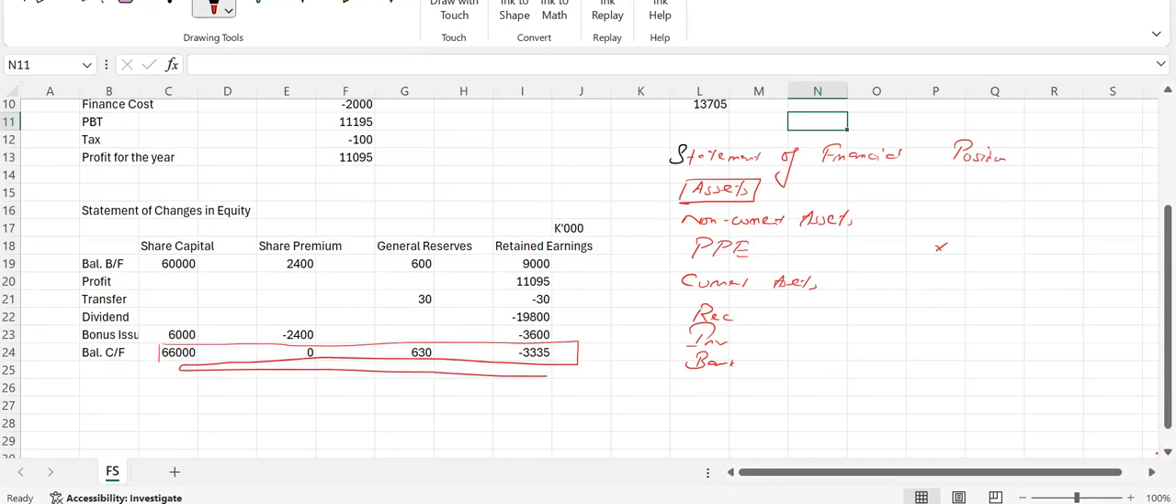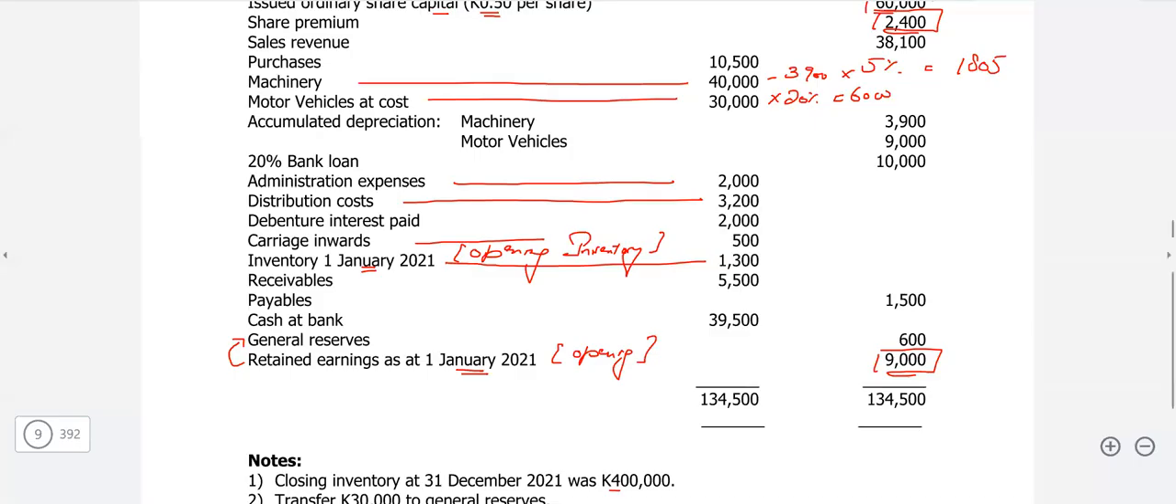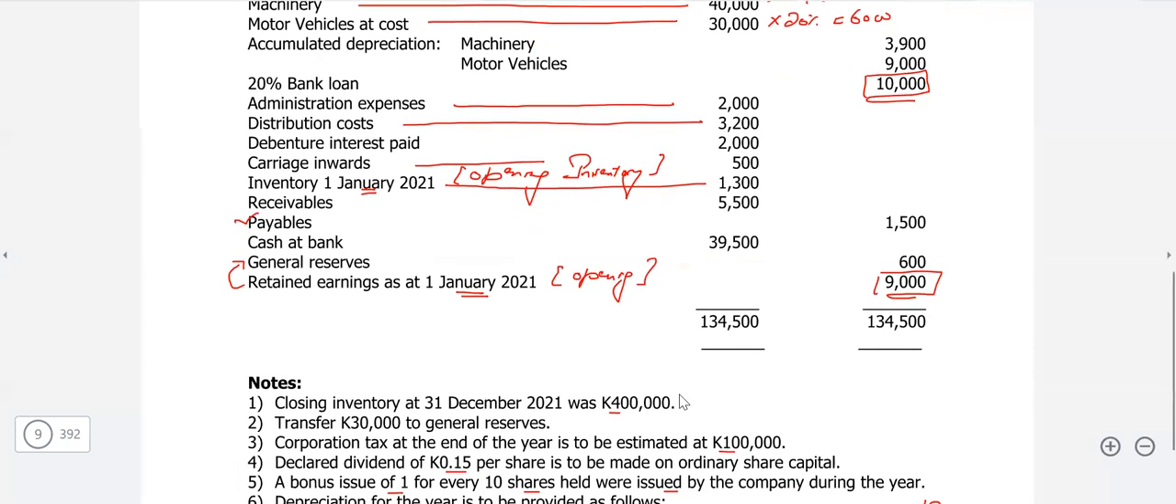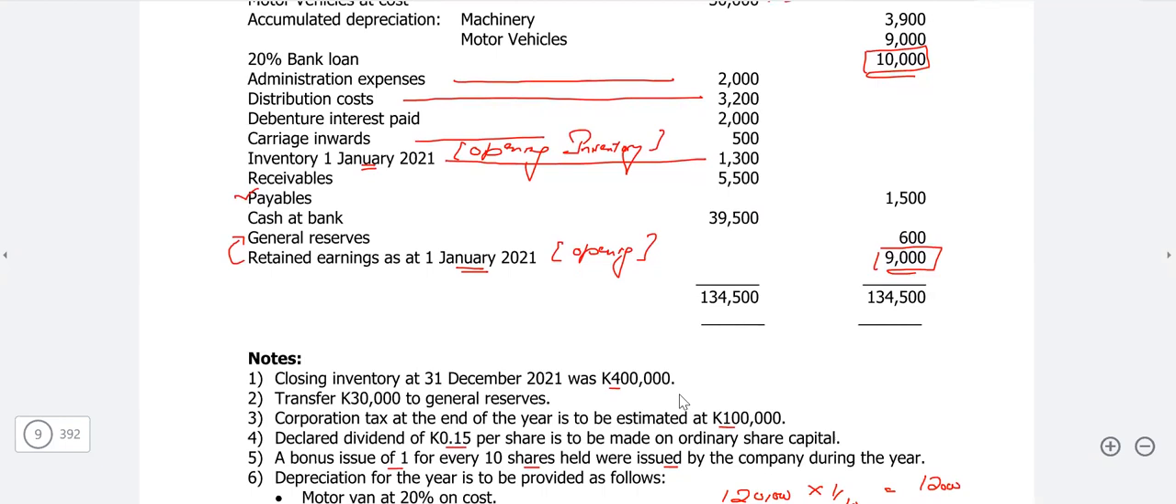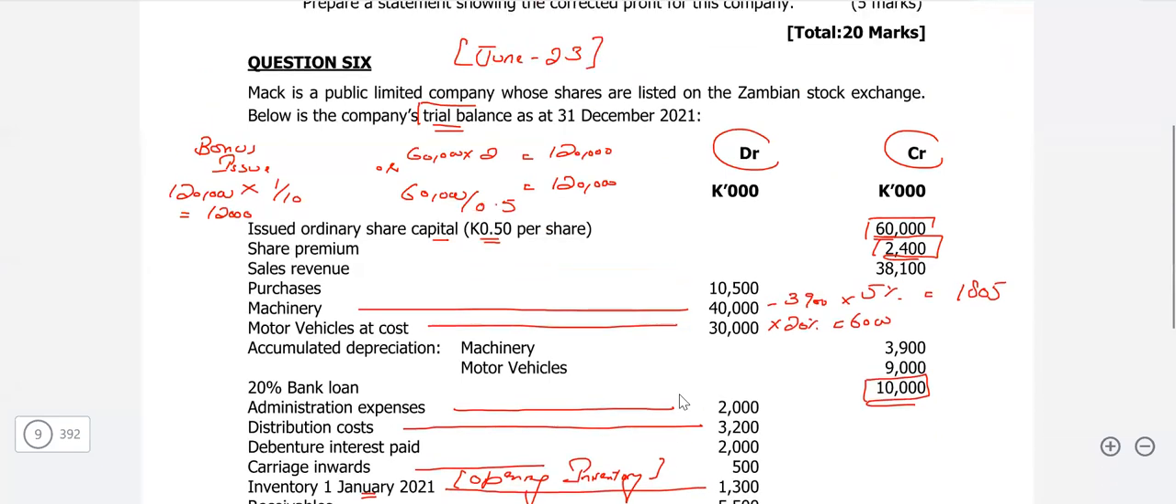In the liability, then we have the bank loan, which was being given at 10,000, and then the current liability, which is 3 liabilities. So we have the payables, we have the tax figure, which is K100, the tax payable, and then we have the dividend payable. So then you simply calculate it, and your assets should be equal to the capital and the liabilities. So this is how you prepare the statement of the profit or loss, statement of changes in equity, and the statement of the financial position.